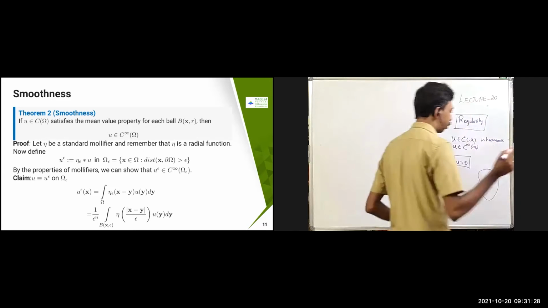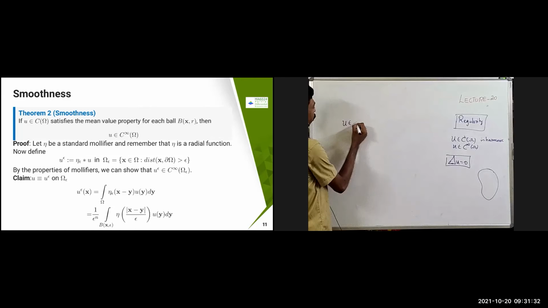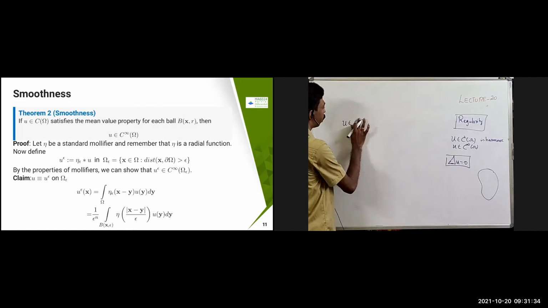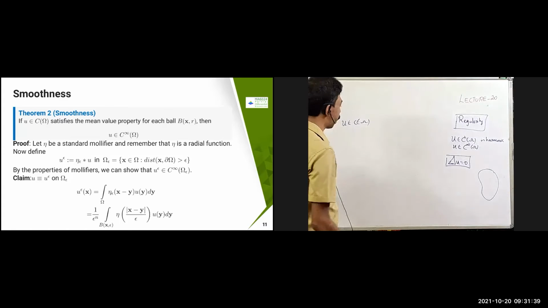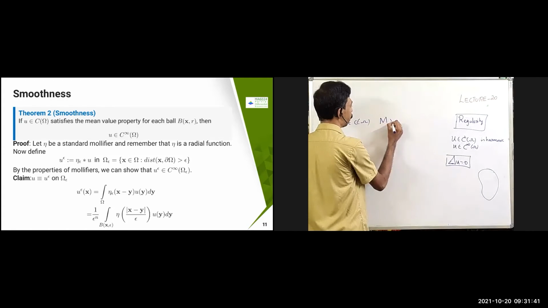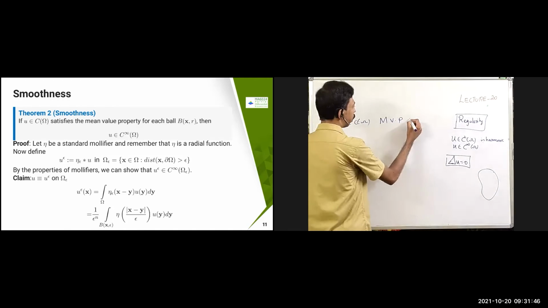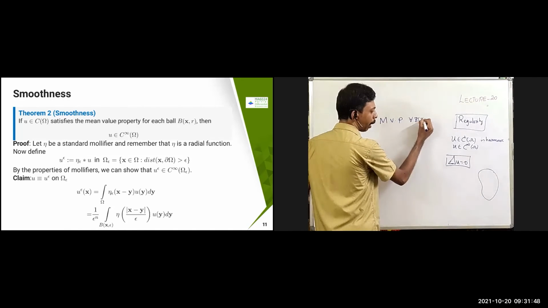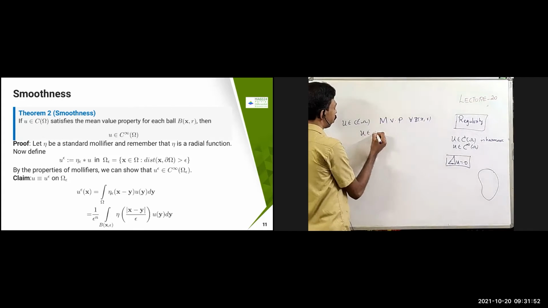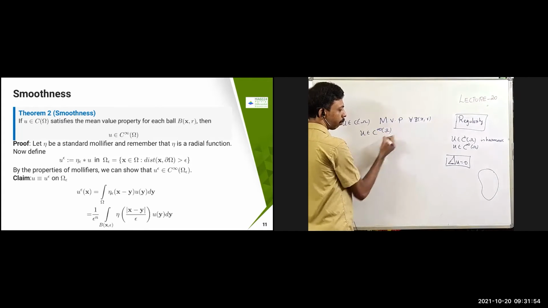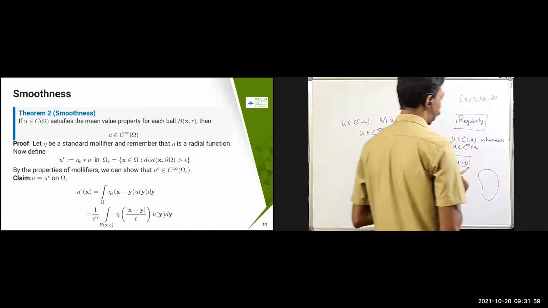Let us prove one theorem. If u belongs to C of omega, and it satisfies the mean value property for each ball B of x comma r, then u is going to belong to C infinity of omega. Okay, let us prove that.